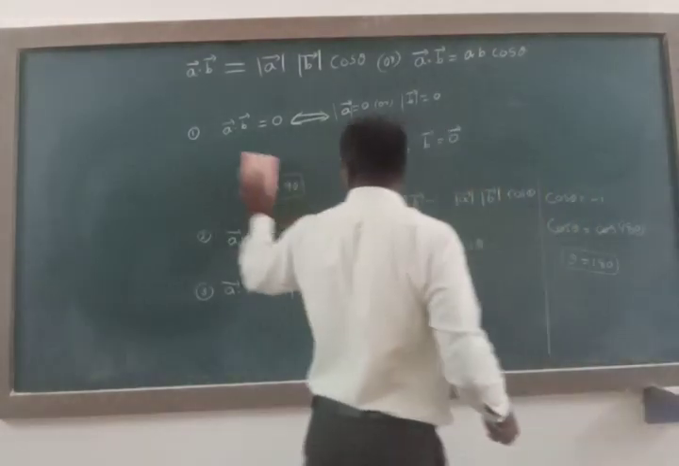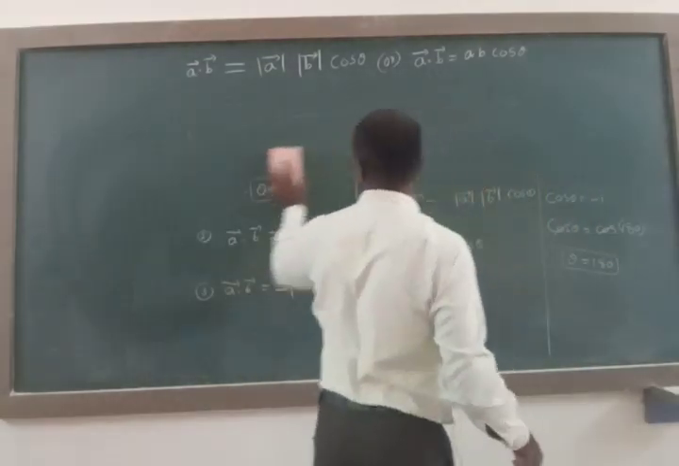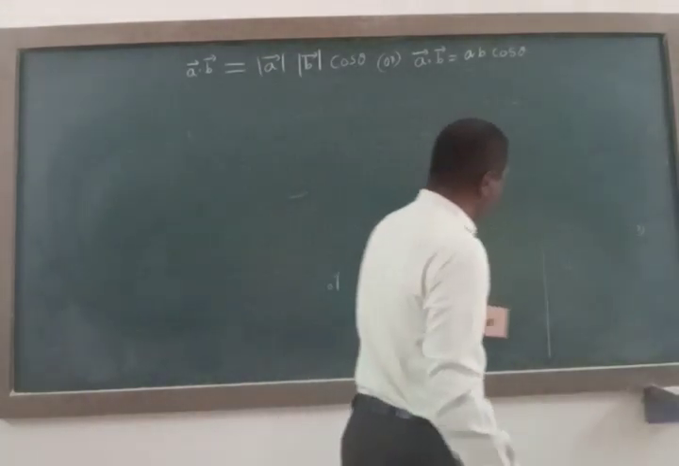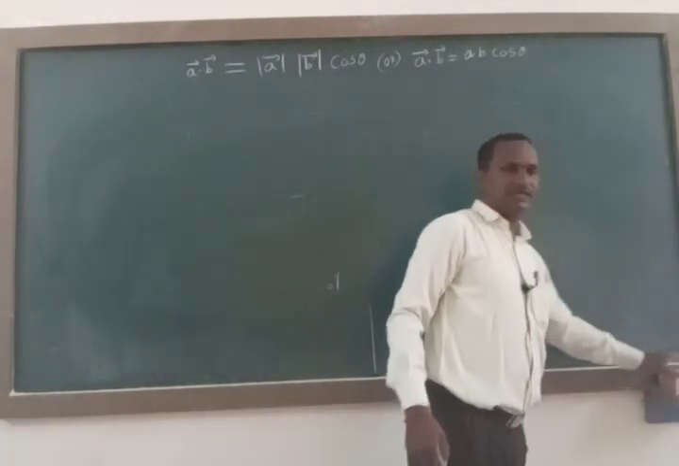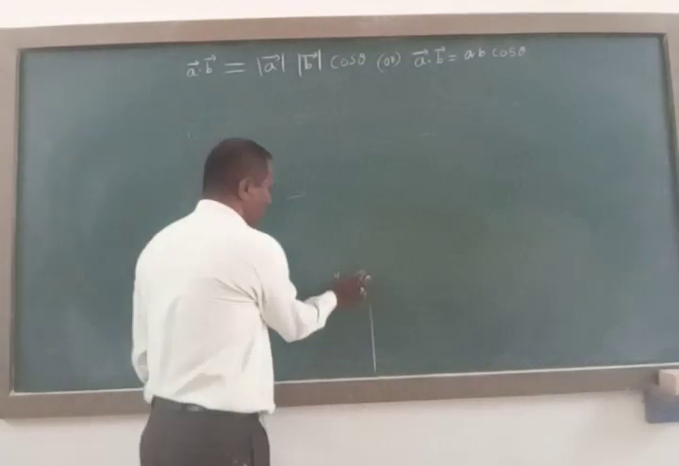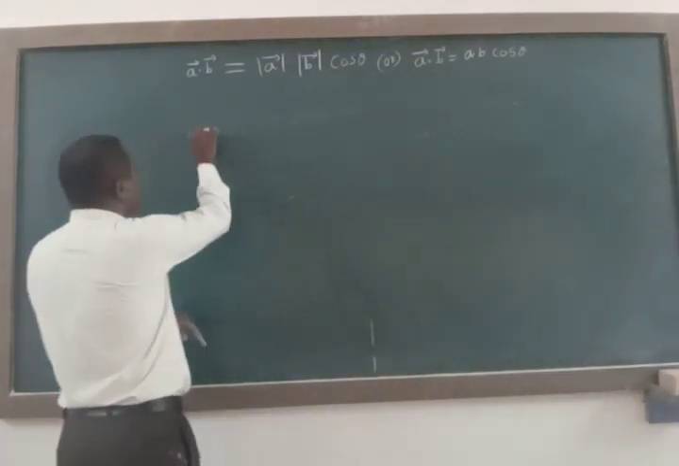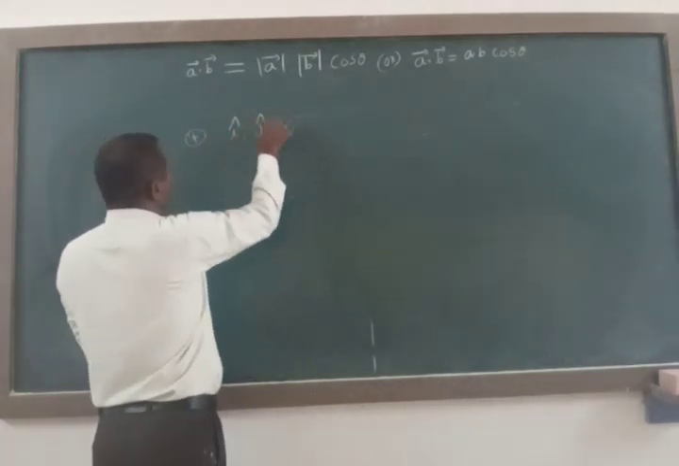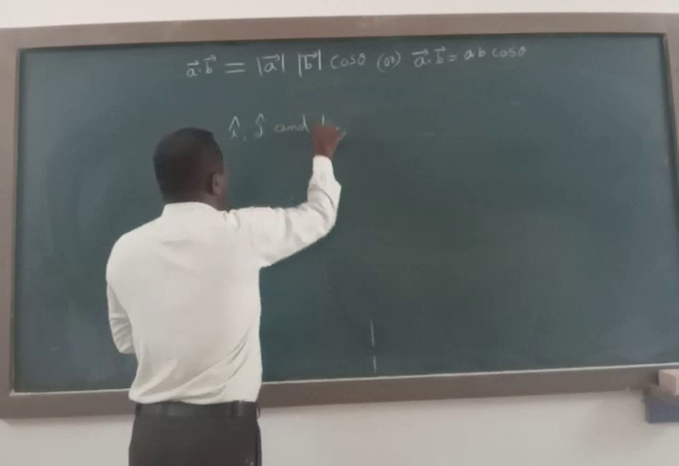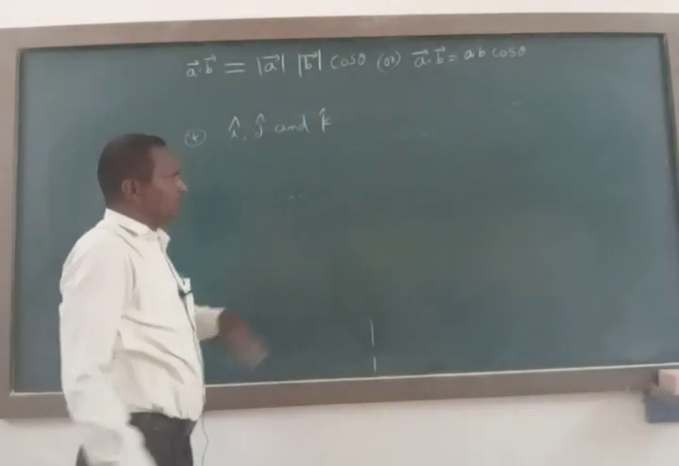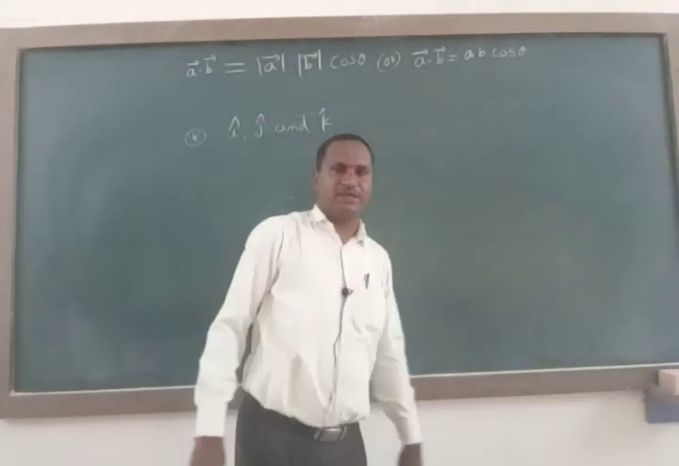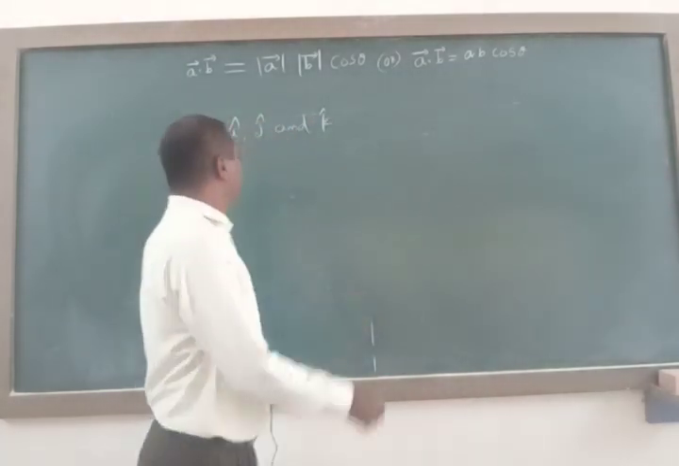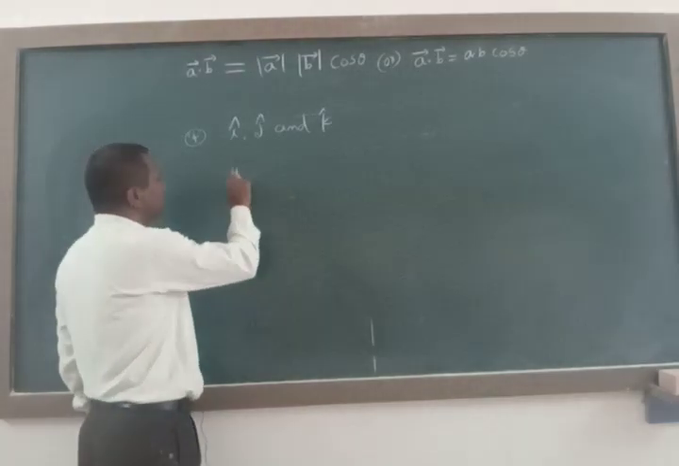Next one is the basic unit vectors i cap, j cap and k cap on the x, y, z axes. The fourth point is i cap, j cap and k cap are the 3 basic unit vectors on the x, y and z axes. Then we can take these rules. We are going to apply these rules.